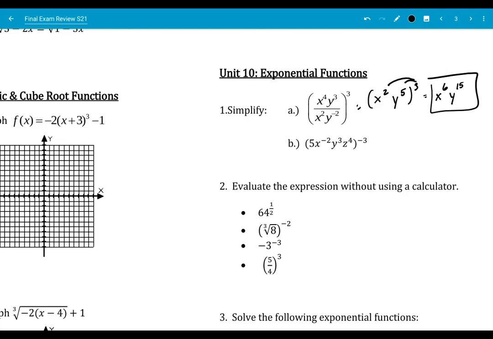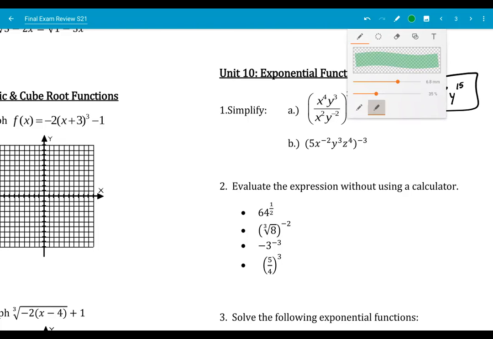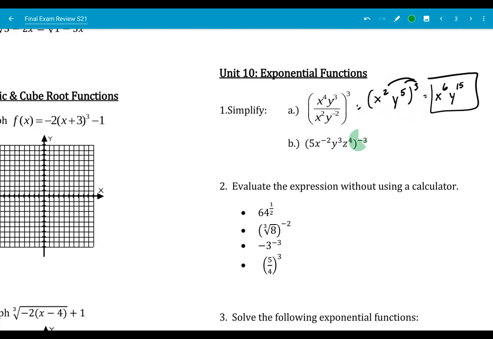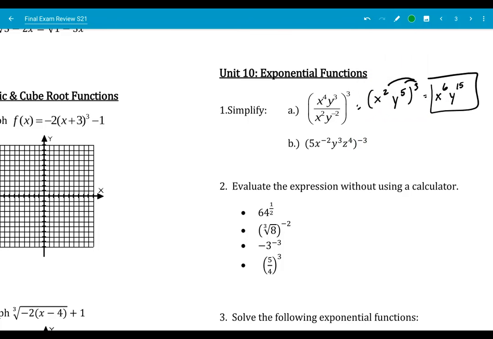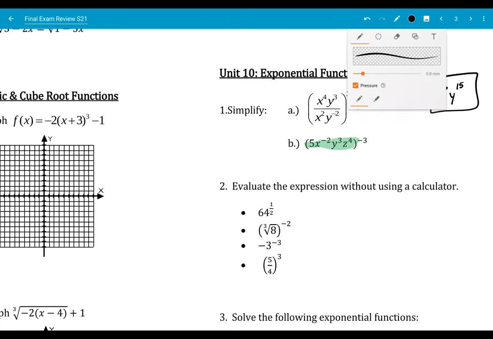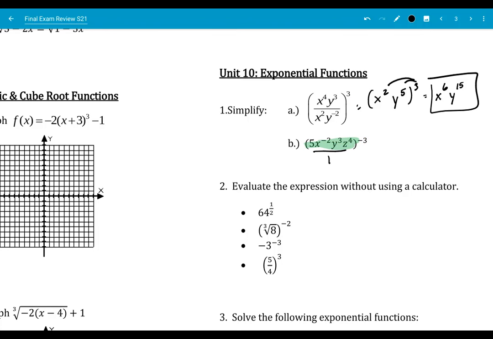For B, the fact that I have a negative exponent, that rule for negative exponents means that I have to flip the entire piece that's attached to that negative. So all of this has to get flipped. And keep in mind that this is all over 1. So we're going to take this entire piece and put it in the denominator. And that's going to make this exponent positive.